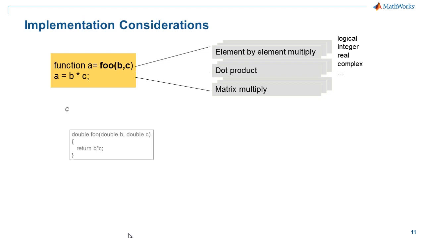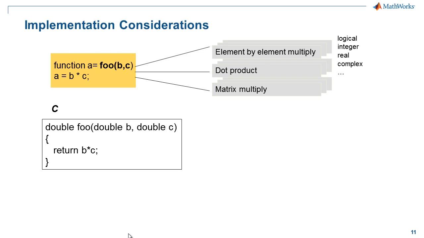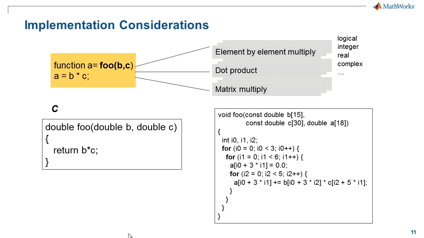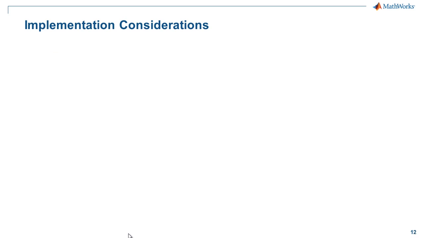So this could be a single line of code that returns b multiplied by c, or it could be more complicated, with 11 lines of code that multiplies the two matrices together. So when you're thinking about implementing your MATLAB algorithms in C, you have to pay close attention to how it'll look like in C. So there are essentially four types of considerations that you need to be aware of.